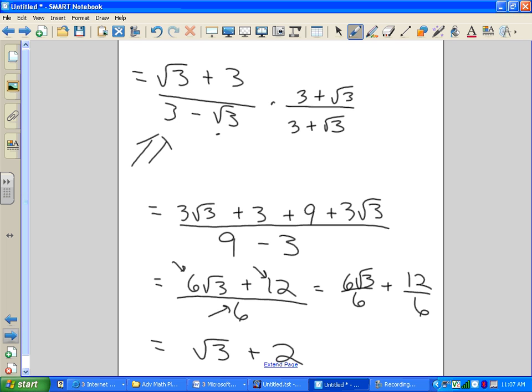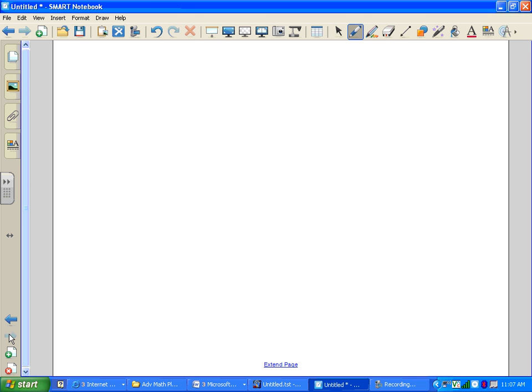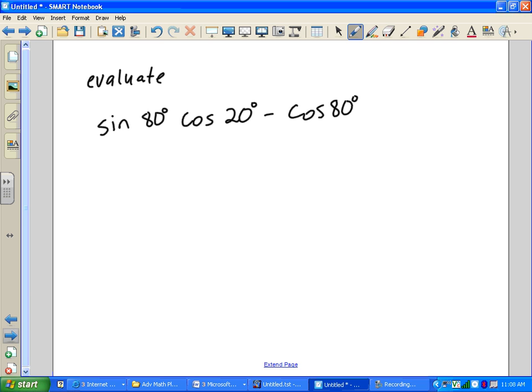Okay, so I'm going to use my sum and difference identities here to kind of help me evaluate these. All right, let's evaluate here. And we're going to find the exact value again. All right, the sine of 80 degrees times the cosine of 20 degrees minus the cosine of 80 degrees times the sine of 20.